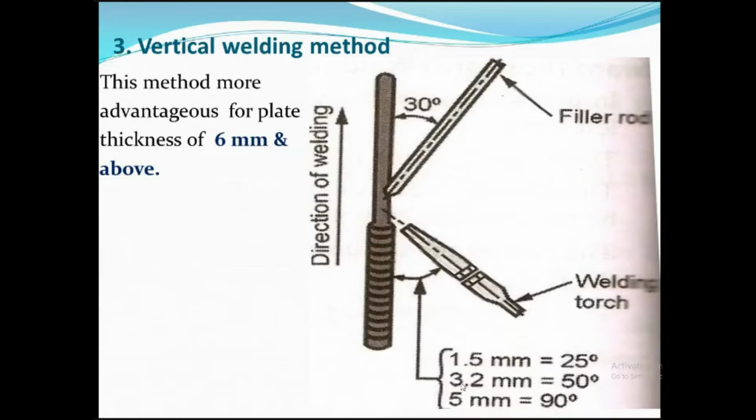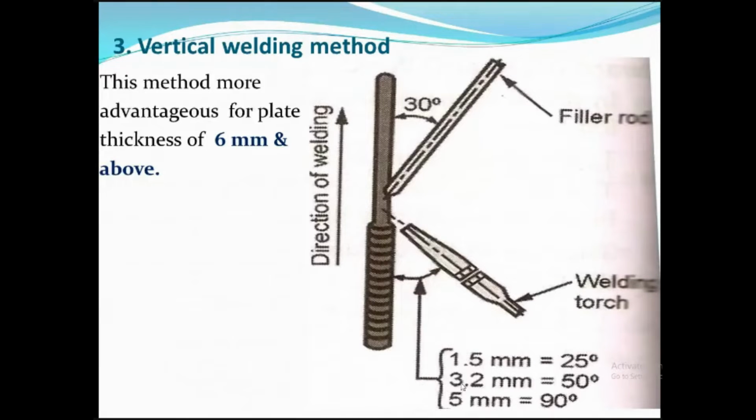In this case, the welding torch has a varying included angle. If it is 1.5 mm thickness, then it is 25 degrees. If it is 3.2 mm thickness, then it is 50 degrees, or for 5 mm, it is 90 degrees. Based on the thickness of the materials, we have to change the included angle of the workpiece and welding torch.